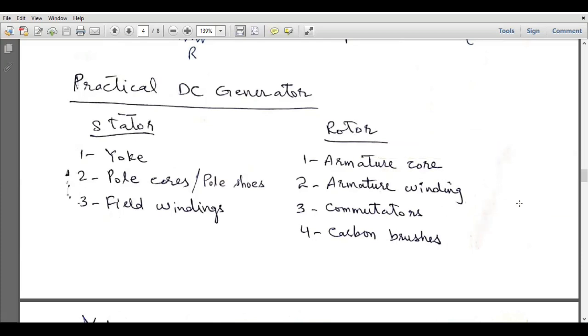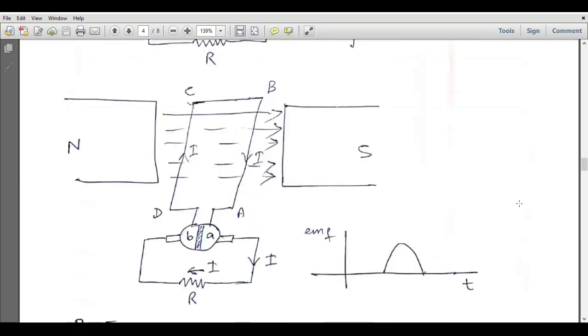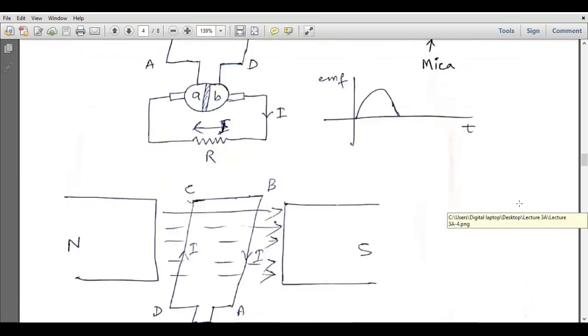So that is all about our lecture on introduction of DC machines or DC generators. That was the introductory lecture on DC generators, and we have discussed some basics of simple loop generators, slip rings, and split ring or commutator difference, and Fleming's right hand rule.